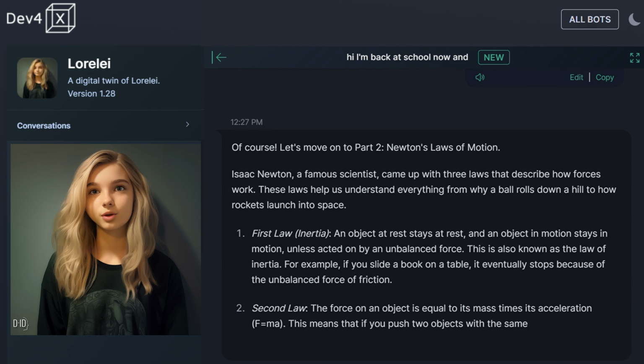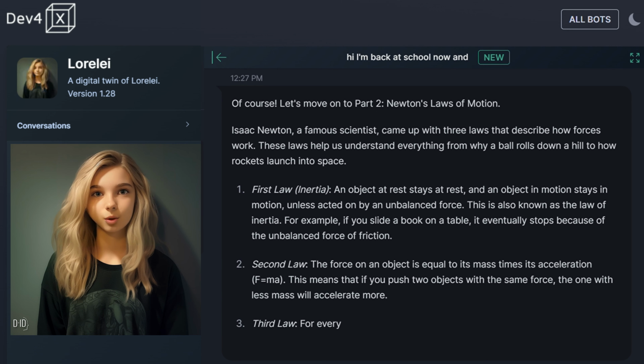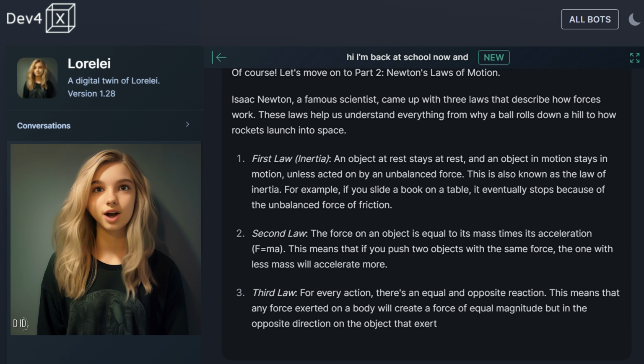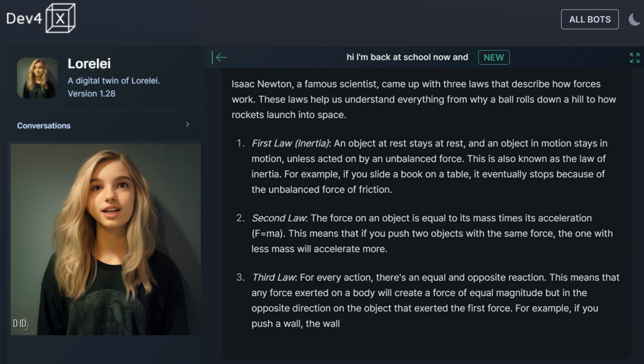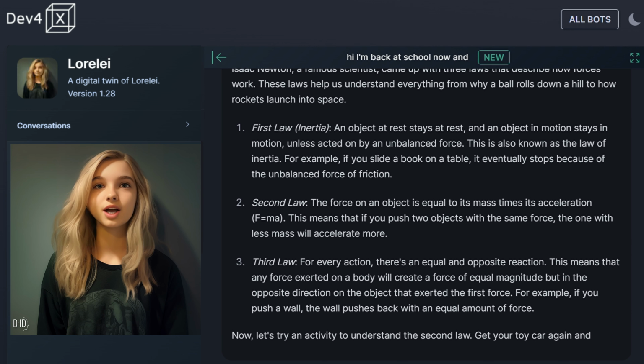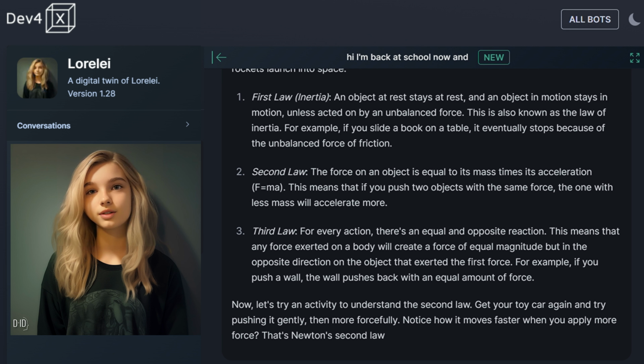Second law, the force on an object is equal to its mass times its acceleration, F = ma. This means that if you push 2 objects with the same force, the one with less mass will accelerate more. Third law, for every action, there's an equal and opposite reaction. This means that any force exerted on a body will create a force of equal magnitude but in the opposite direction on the object that exerted the first force. For example, if you push a wall, the wall pushes back with an equal amount of force.